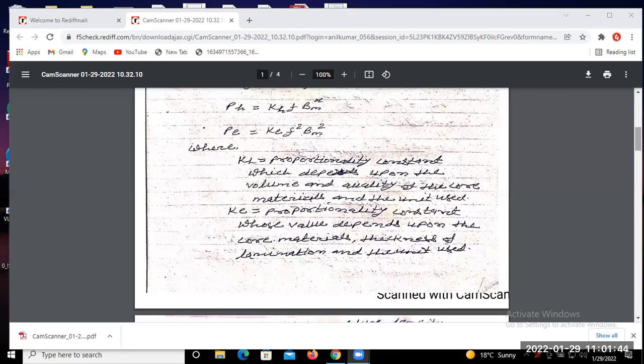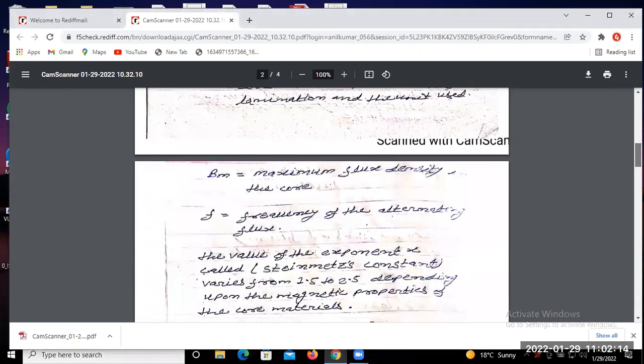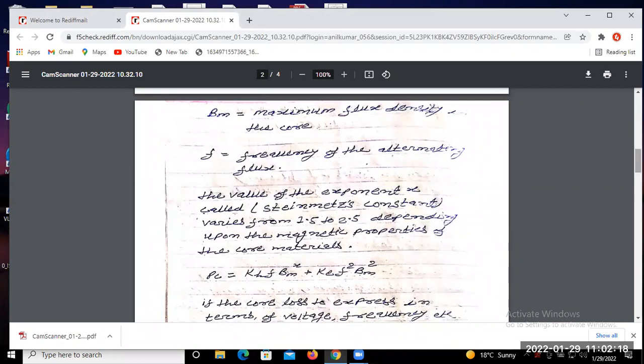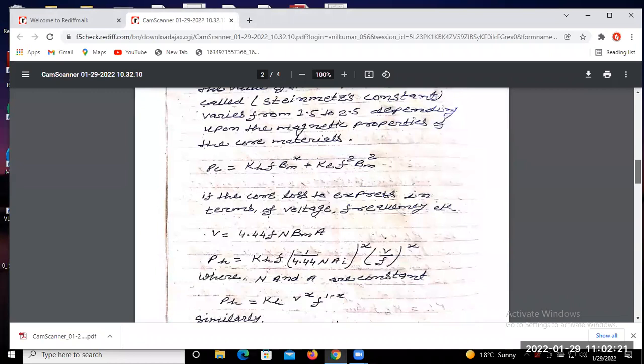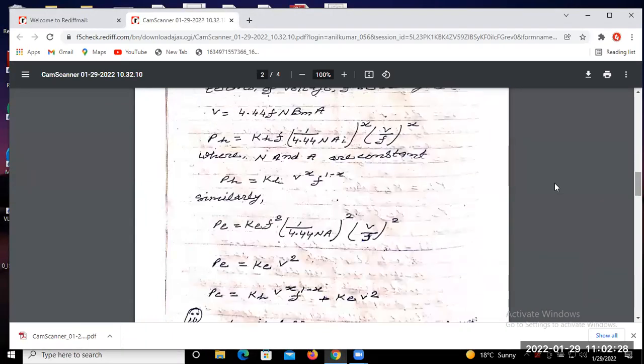Okay, so this is the final equation for the core loss. Just tell me in the hysteresis and eddy current loss, K_H V to the power x into frequency to the power 1 minus x plus K_e V square. So total core loss can be represented as hysteresis and eddy current loss: K_H V to the power x into frequency to the power 1 minus x plus K_e V square. Okay, so this is the final equation for the core loss.